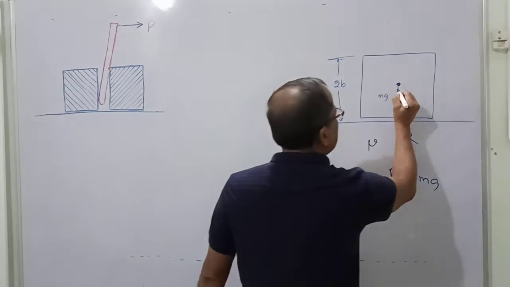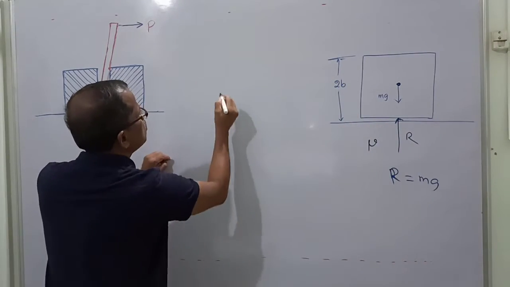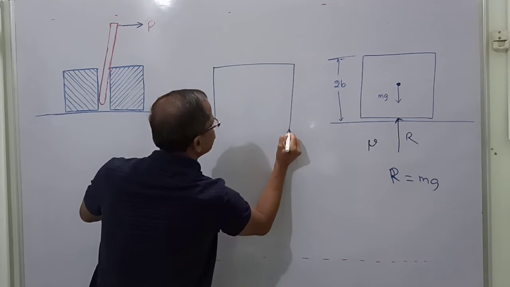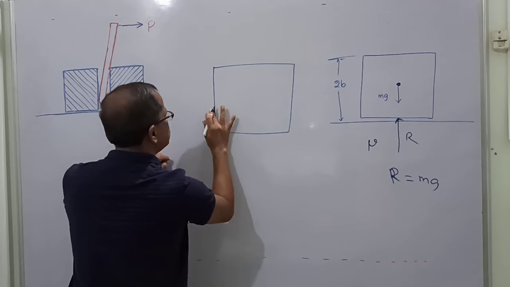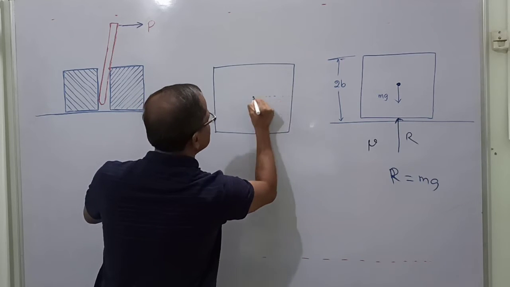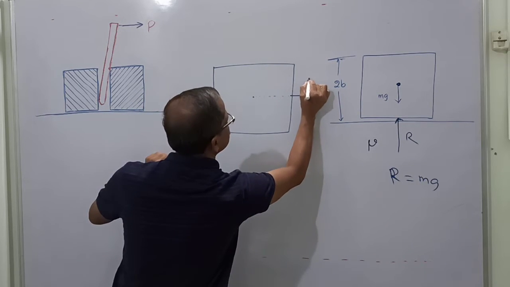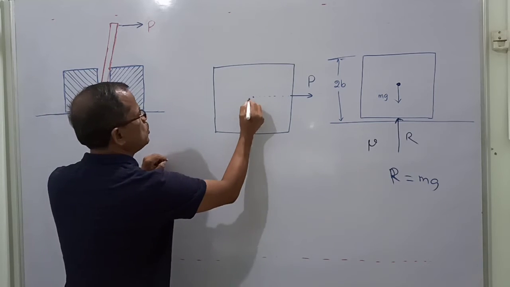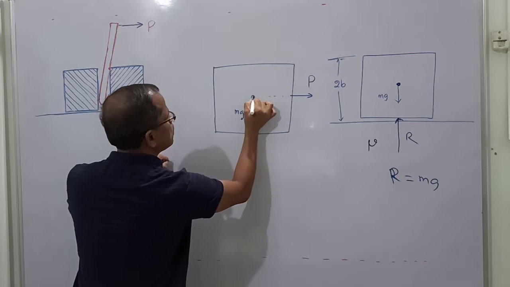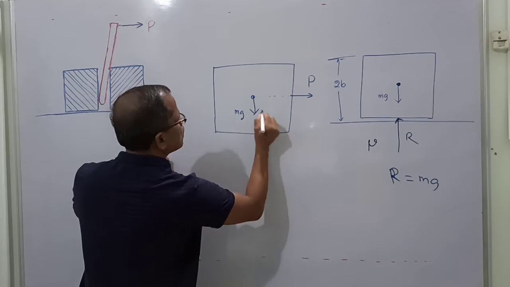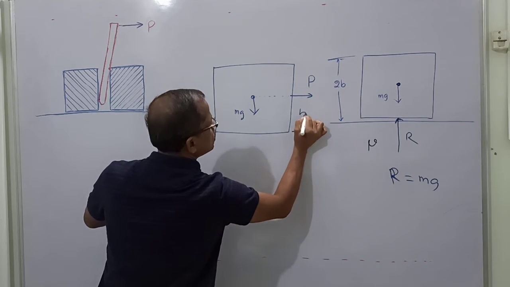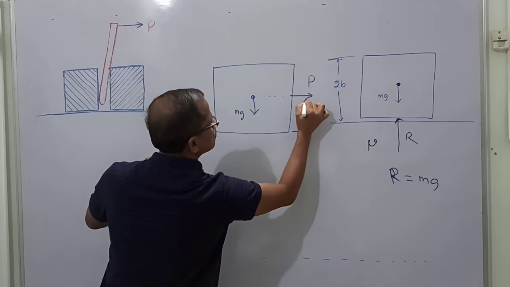Now if I pull the body, I am making the second diagram. Look here. If I pull the body, what are the changes and how do we solve the problem? Let the pulling force P be passing through the center of mass. The weight of the body acting at the CG is mg. This is the center of mass. The center of mass is above the ground by what height? The total height is 2b, so this height is equal to b, and this height is equal to b.